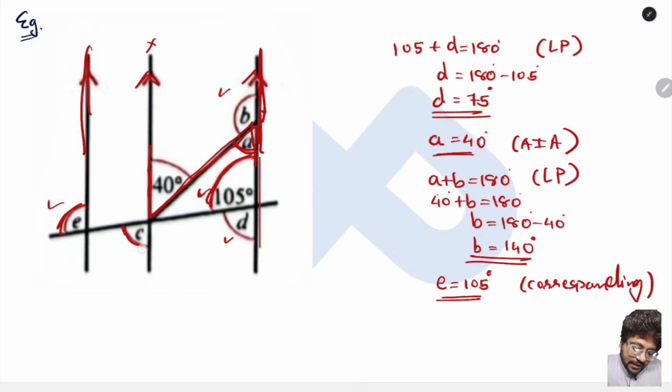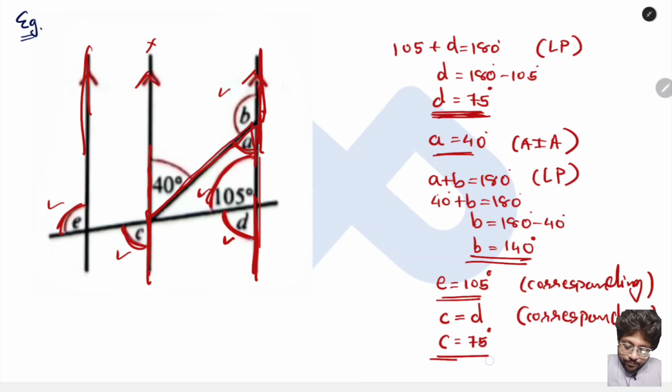Now only c is left. Now c and d are corresponding because these two are parallel lines and they are on the same position. So c is directly equal to d, same reason, corresponding. And d we have already found, that is 75. So c will also be equal to 75.